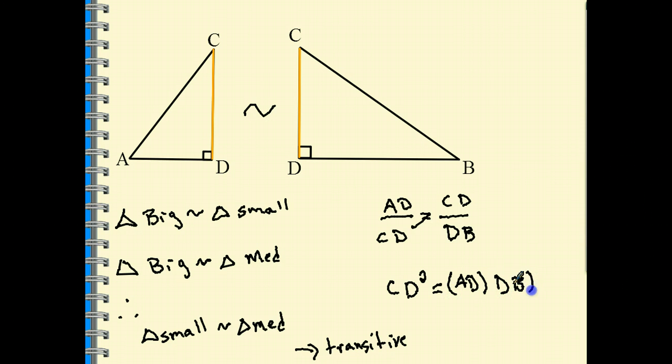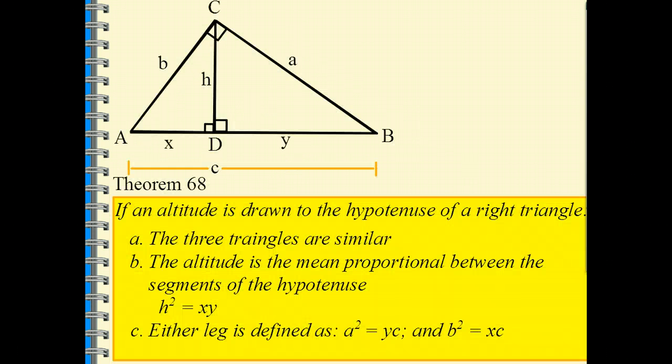Now, we've got a lot of segments here, a lot of things going on, products, squares, all that stuff. What I did here is basically give you the proof before giving you the theorem, Theorem 68, which states that if an altitude is drawn to the hypotenuse of a right triangle, then we have these three conditions that are always going to be true, A, B, and C here.